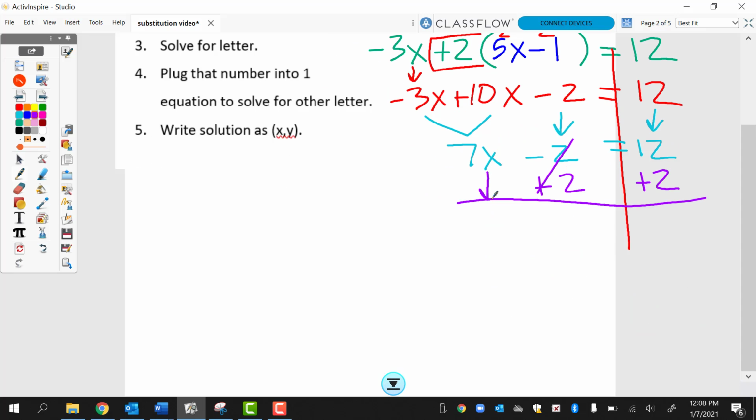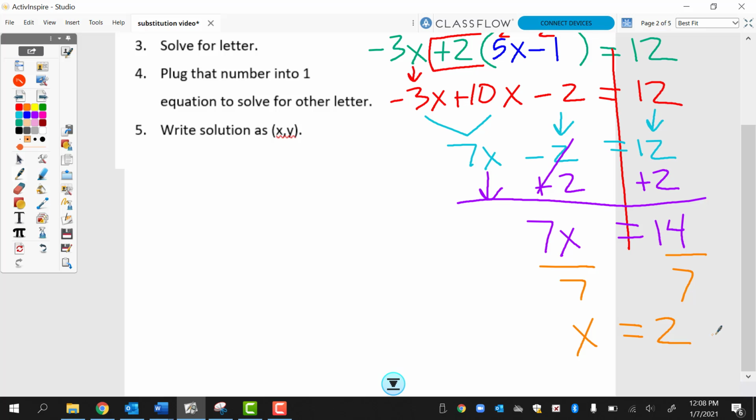That cancels that out. 7x is still here. 12 plus 2, I typed that in the calculator, is 14. And then the last step, we know that means we're going to divide by that number 7. And I'm going to get x equals 14 divided by 7. You type that in the calculator, you get 2.